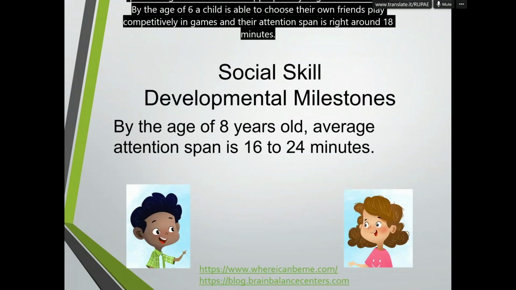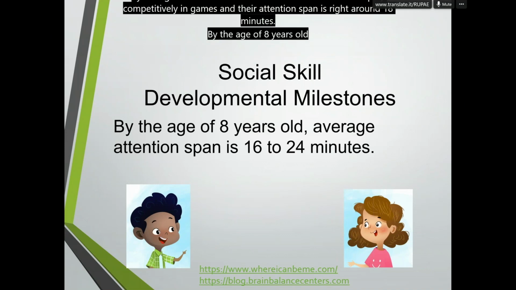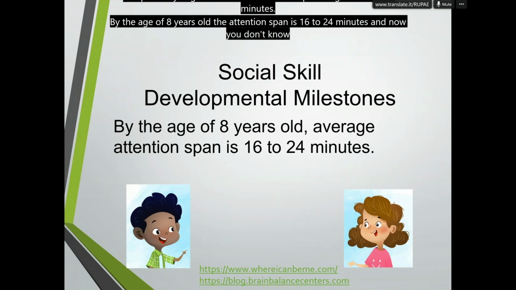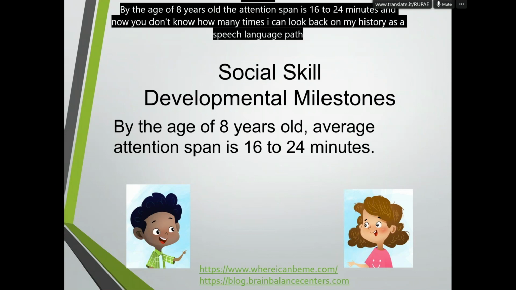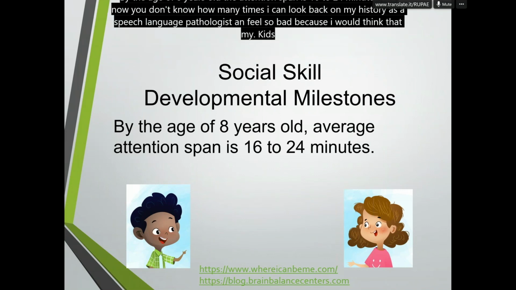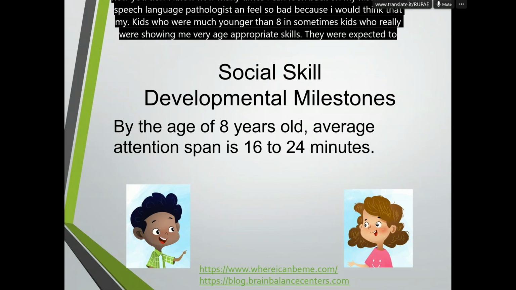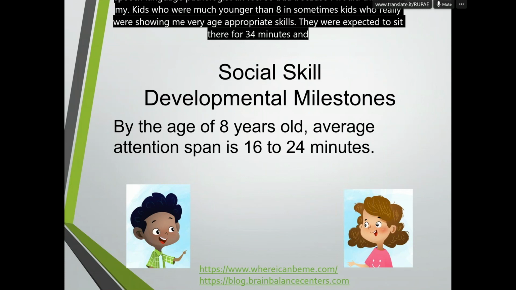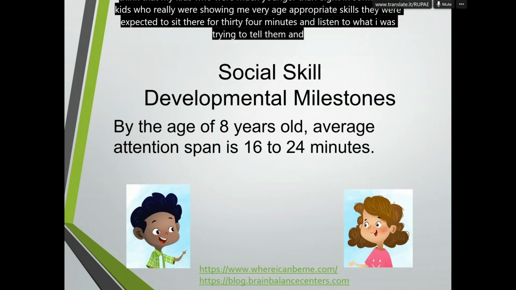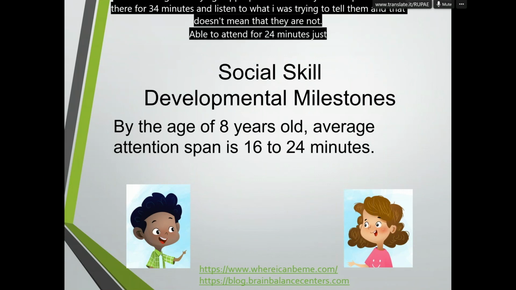By the age of 8 years old, the attention span is 16 to 24 minutes. And you don't know how many times I can look back on my history as a speech language pathologist and feel so bad because I would think that my kids who were much younger than 8, and sometimes kids who really were showing me very age-appropriate skills, were expected to sit there for 30 full minutes and listen to what I was trying to tell them. And that doesn't mean that they're not able to attend for 24 minutes, just not 24 minutes straight without a break, without moving.